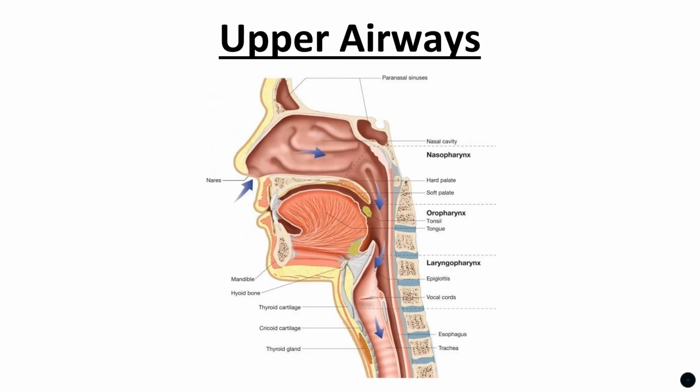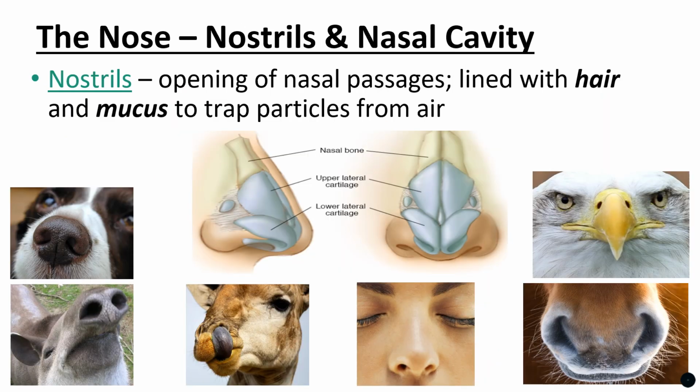Okay, so first we are going to talk about our upper airways. We're going to start by talking about the nose, which is going to be made up of the nostrils and the nasal cavity. The nostrils are going to be the opening of the nasal passages. These are going to be lined with hair and mucus, and this helps to trap particles from the air so that it doesn't make it any further down into our respiratory system and cause issues for us.